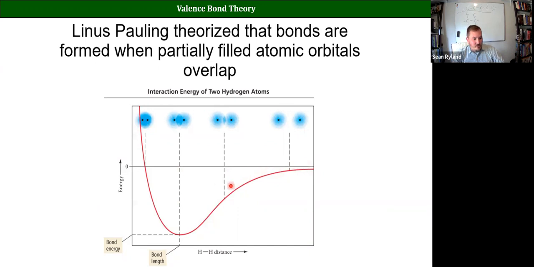And then as you bring them closer and closer together, you get more and more overlap between these orbitals until you reach some minimum energy, which is going to be the most stable point. Remember, low energy is more stable. And then if you get any closer than that, you get better overlap, but your nuclei get too close together. And so the shape of this graph is basically saying that there is some distance between these nuclei where you've balanced those out. You've got as much orbital overlap as possible, but your nuclei are still far enough apart.